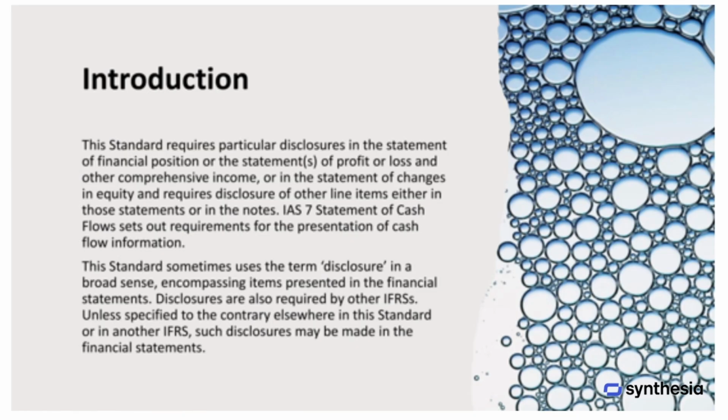This standard outlines specific disclosure requirements in the Statement of Financial Position, the statements of profit or loss and other comprehensive income, or the Statement of Changes in Equity. It also stipulates that other line items may need to be disclosed either in these statements or in the accompanying notes. Furthermore, IAS 7, which deals with the statement of cash flows, provides guidelines for presenting cash flow information.